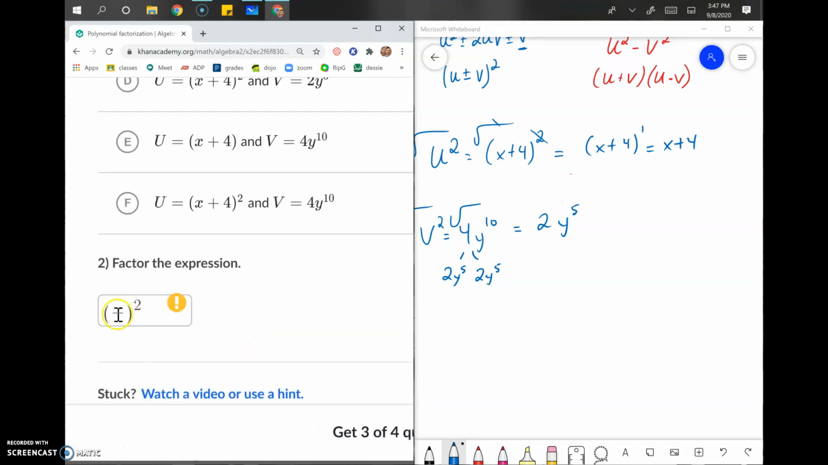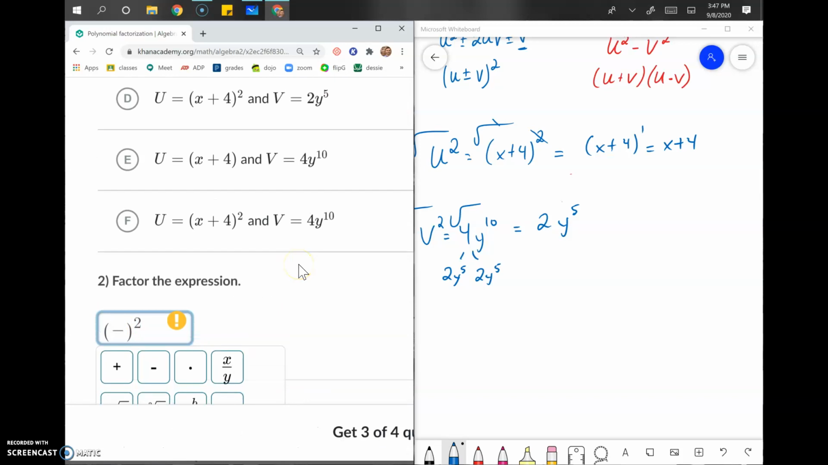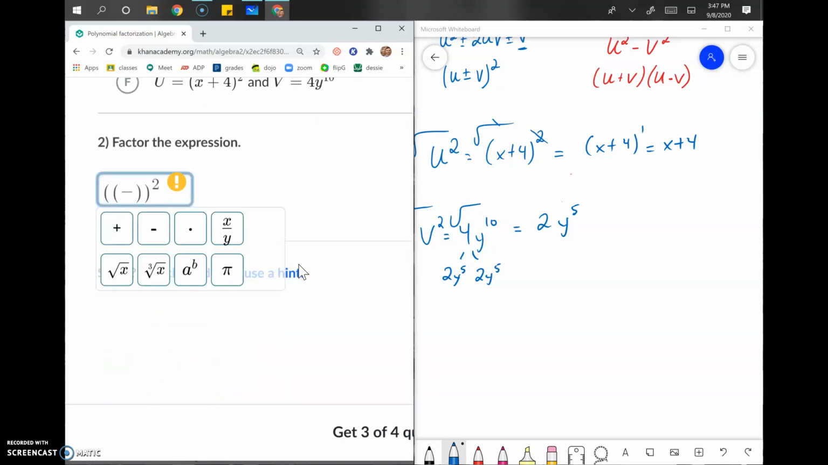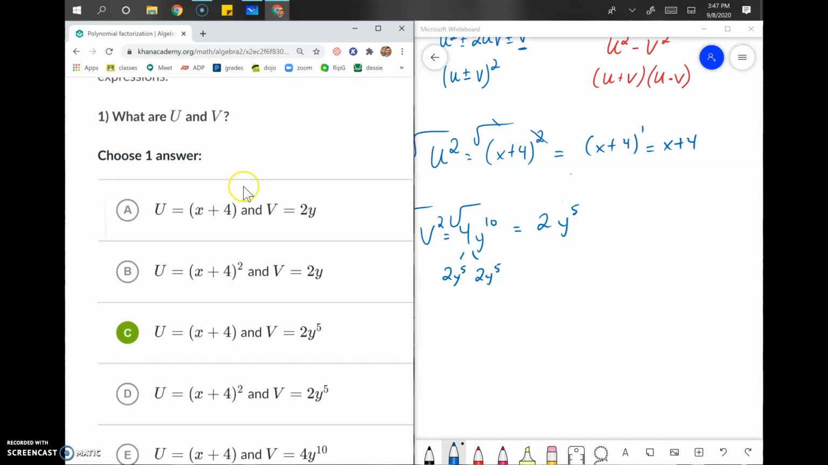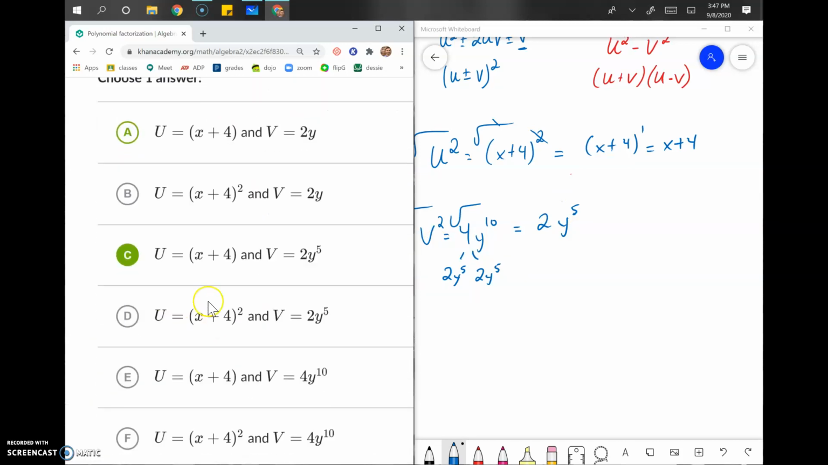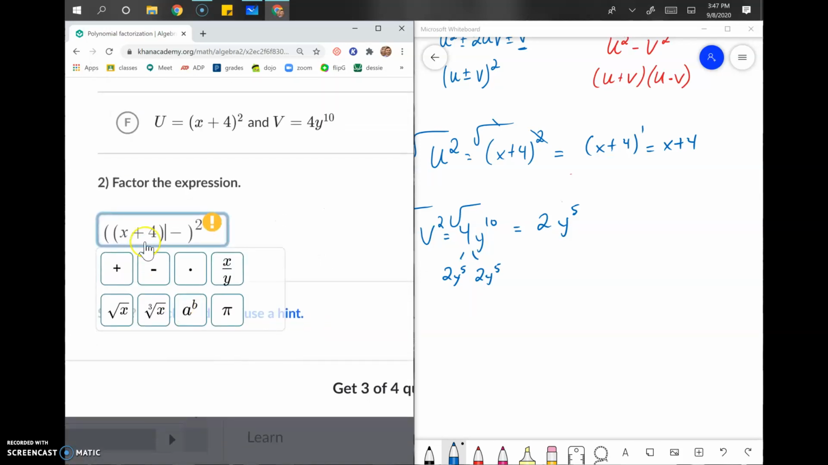And now we're just substituting in what u is, and I'm going to put this one in parentheses because it's a binomial for the first term. So I put it in parentheses. So we got u, right, just like it asked us to figure out, u minus v. We know that u is x plus 4, so I'm substituting that in down here. And then the v portion here is 2y to the 5th.